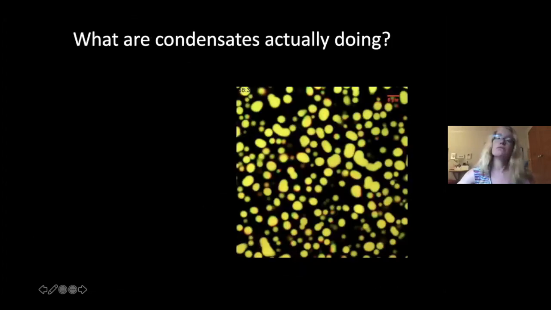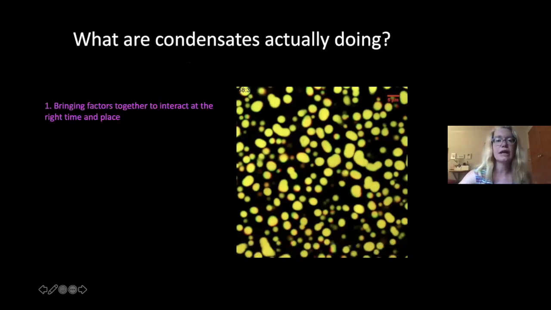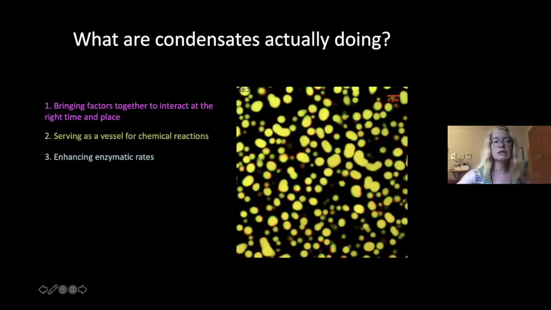So what do phase-separated condensates actually do? This is an area of intensive study. The basic mechanisms thought are that this is a way to bring factors together to interact at the right time and the right place, that they serve as vessels for chemical reactions, that they have the capacity to enhance enzymatic rates, and importantly can act as stress sensors of temperature and pH, because they themselves are often physicochemically driven. There's great potential for serving as stress sensors.